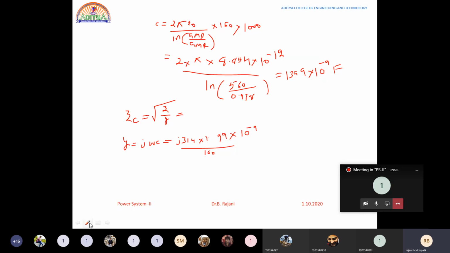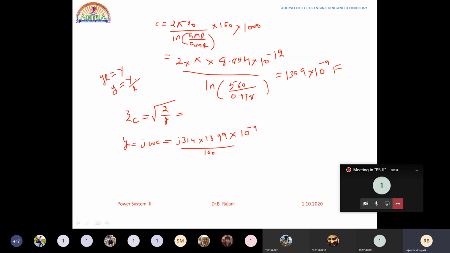Is it clear for you? Why did I divide by 160 over here? I will tell once again. Here, small y into L is equal to capital Y. Capital Y is nothing but the admittance. Now I am interested to find this small y. Small y is equal to capital Y by L, I am doing.